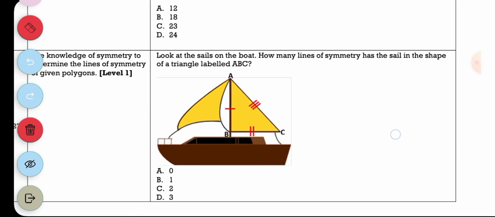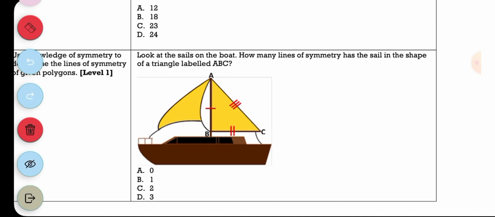It says, look at the sails of the boat. How many lines of symmetry has the sail in the shape of the triangle labeled ABC? This is a scalene triangle, so it has no line of symmetry. So the answer is A.